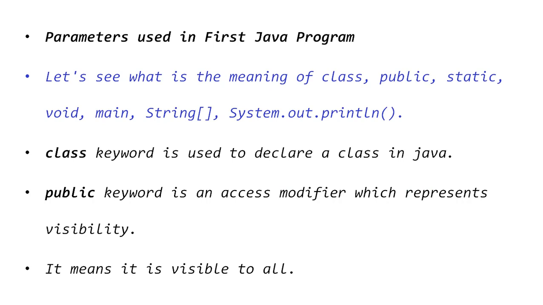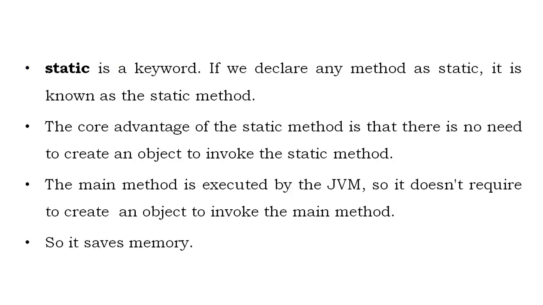Now the parameters used in the first Java program, what are the various parameters? I have already discussed this content. Let us see what is the meaning of class, public, static, void, main, String, System.out.println, everything is there. We have already discussed. Class is a keyword used to declare a class in Java. Public is also a keyword, an access modifier which represents visibility. It means it's visible to all.